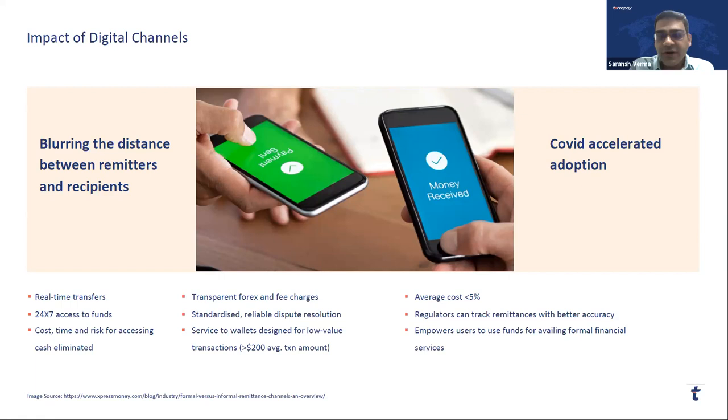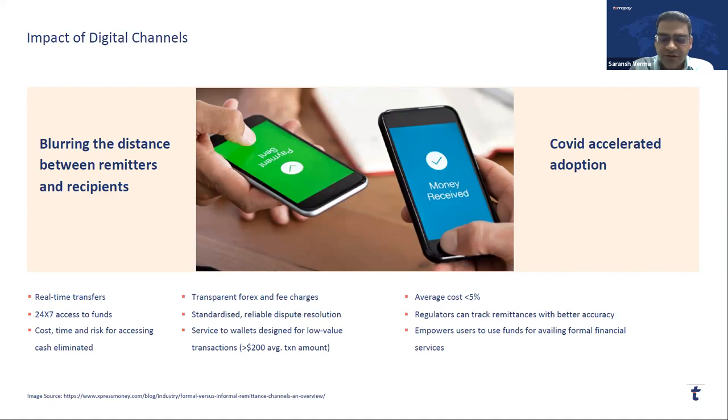COVID accelerated this adoption significantly, because adoption of a new way of handling money doesn't change very rapidly unless the convenience aspects, the pervasiveness is extremely comprehensive, or there is regulatory obligation. So COVID acted in favor of accelerating the adoption of digital channels, and I'll talk about some numbers of what we have noticed.